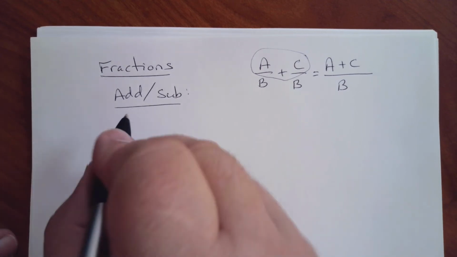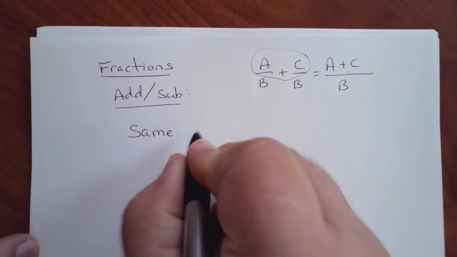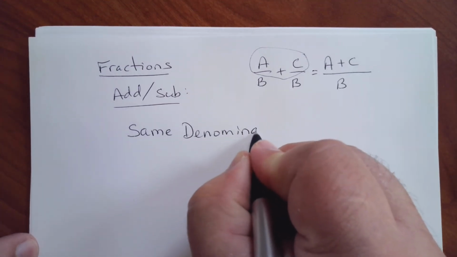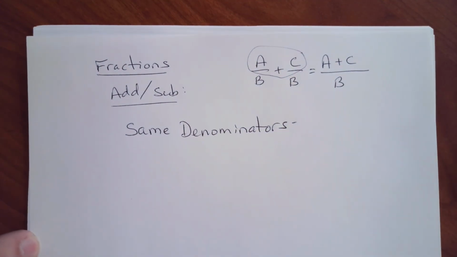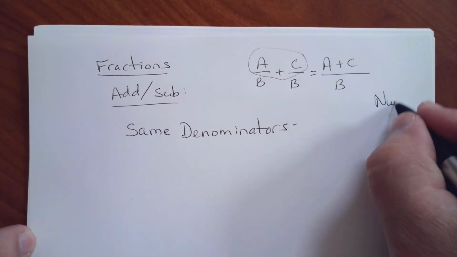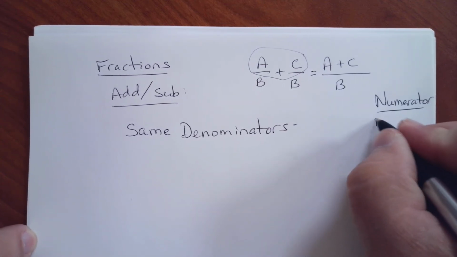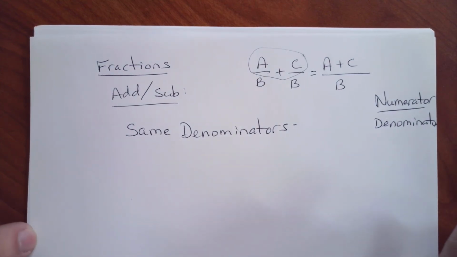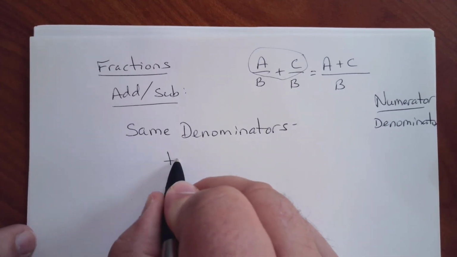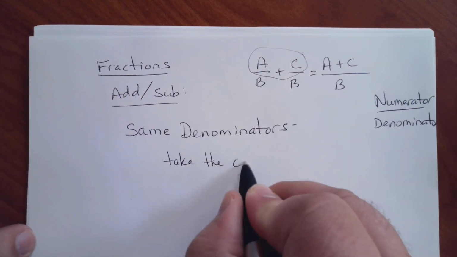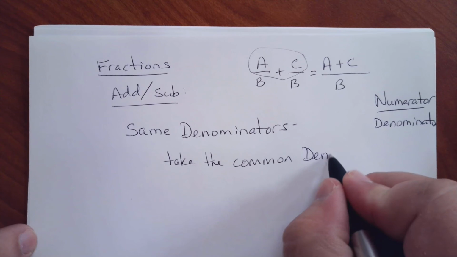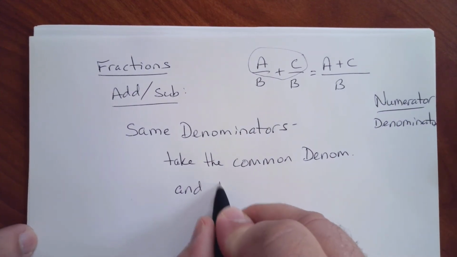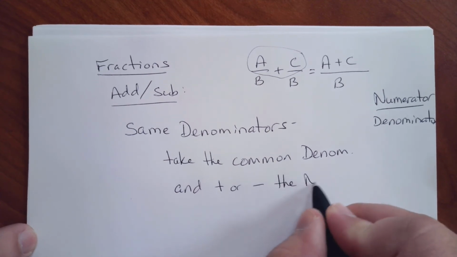Here's the first example. Same denominators. Remember, we have numerators over denominators. So if you have the same denominator, take the common denominator and add or subtract the numerators.